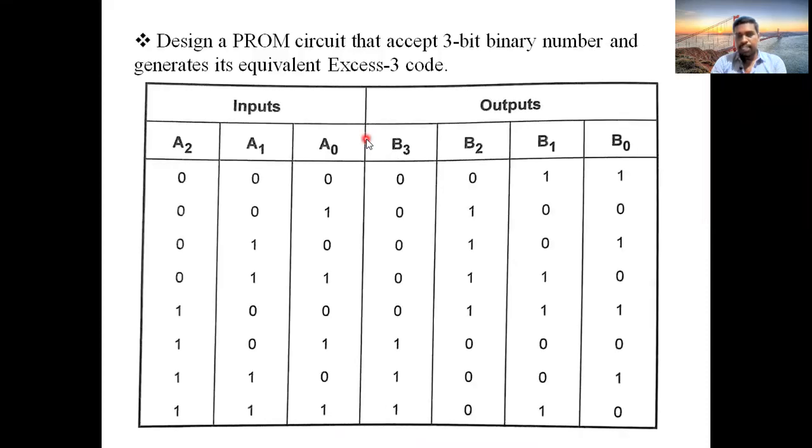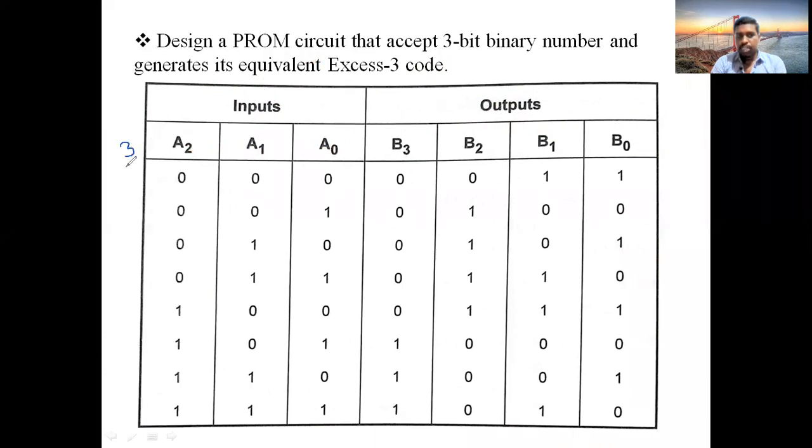Now see here, first draw the truth table. Why? Because in order to obtain the expressions, first of all you should have a truth table. So this is your input section, this is the output section. In the input section, as the given question consists of a 3-bit binary input, I took only 3 bits, A0, A1, A2.